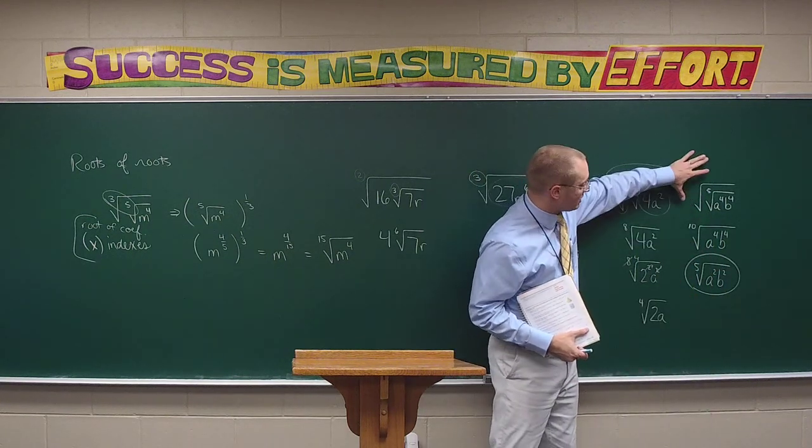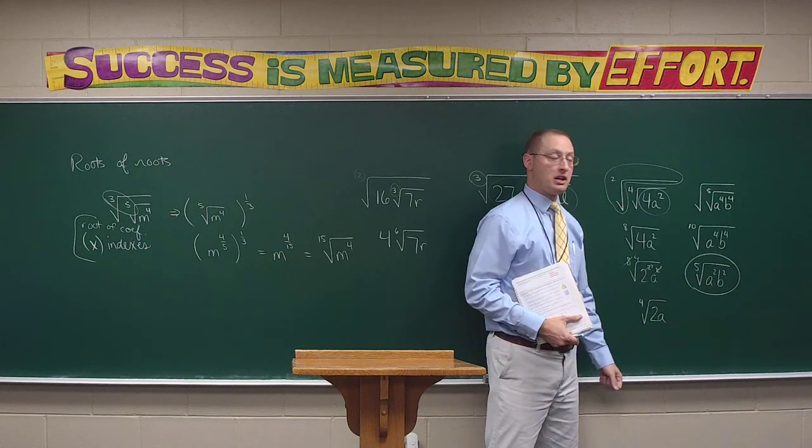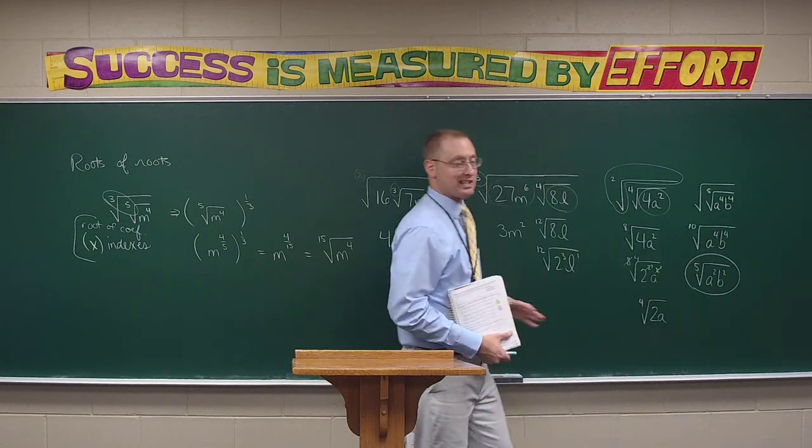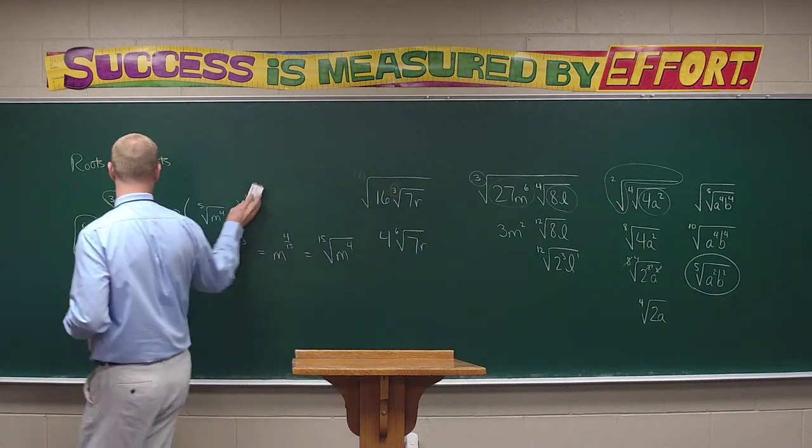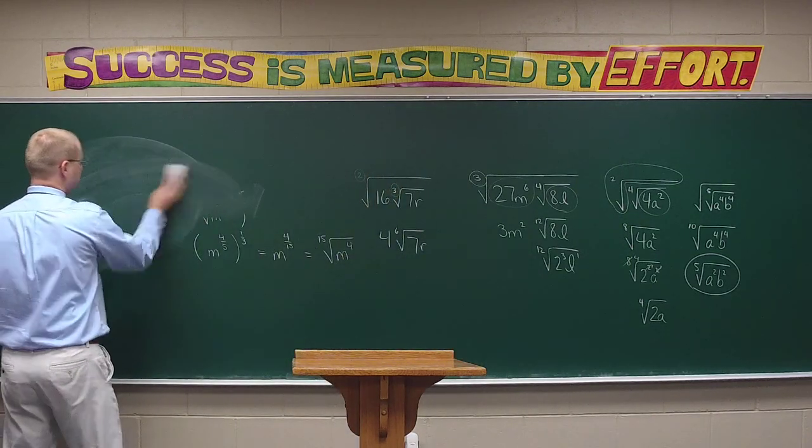Again, could you say, well, I'm just going to take the square root of the a to the 4th, b to the 4th, and leave the 5th root alone? Yes, as long as you could do that with the entire radicand, that would work. All right, so pretty straightforward.